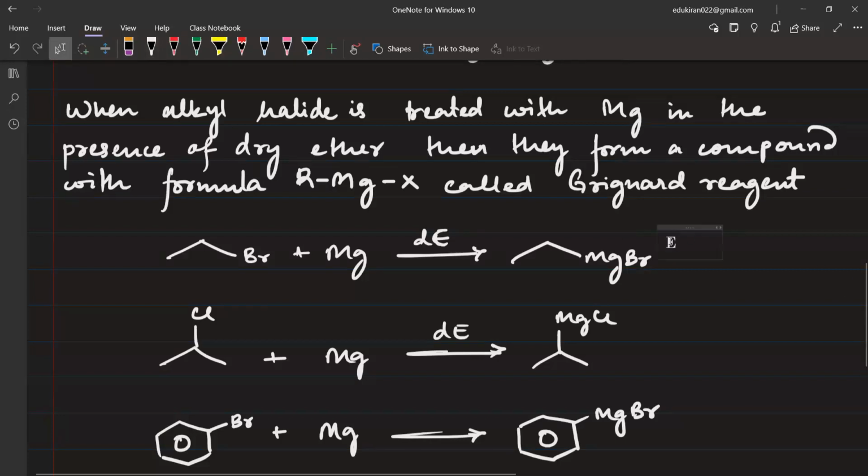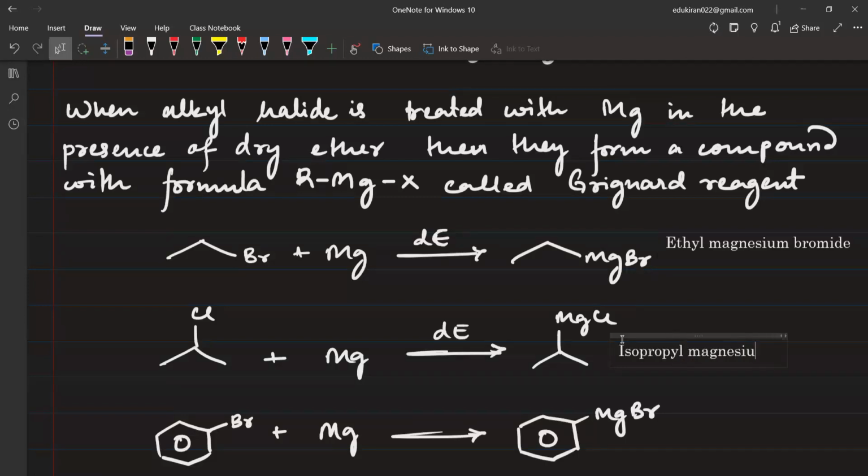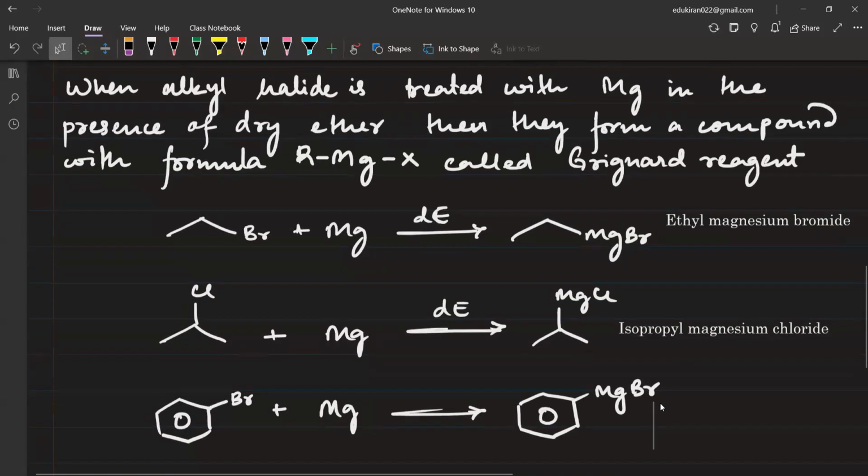This will be named as ethyl magnesium bromide. Now this is isopropyl group, so this will be isopropyl magnesium chloride. This will be named as phenyl magnesium bromide.